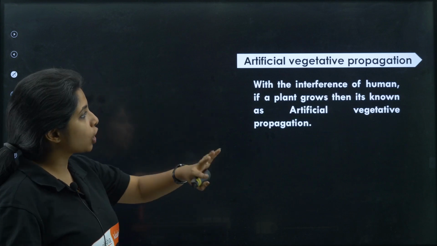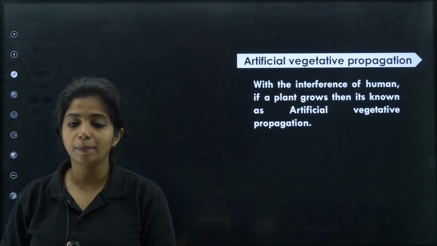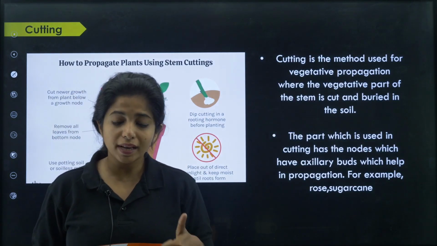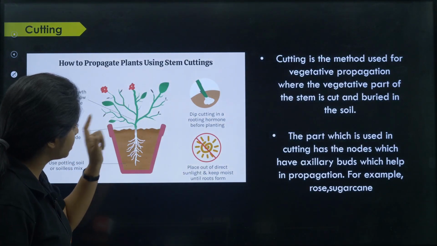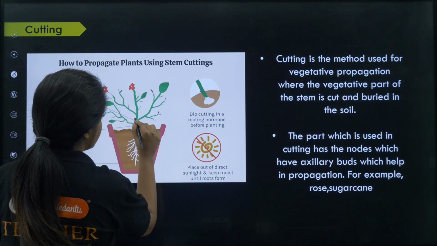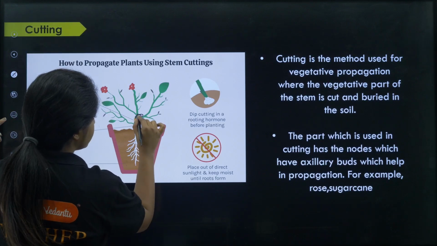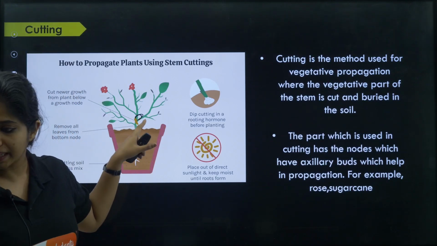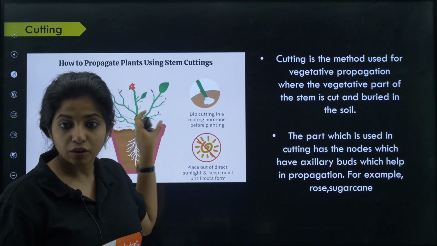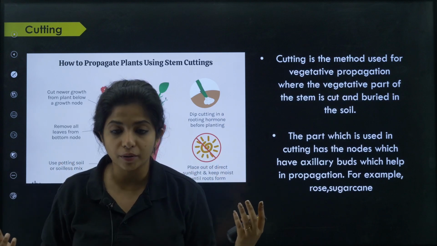Right? Now let's talk about artificial vegetative propagation, where we are going to help. With the interference of humans, if a plant grows, then it is known as artificial vegetative propagation. The first method is cutting. So basically what do you do in cutting? For example, this is the plant part. Now you cut a part which basically has a node or something like that. Now you are going to plant this part somewhere else, and from that place a new plant arises.